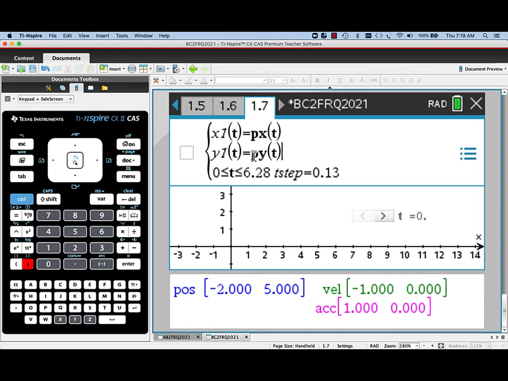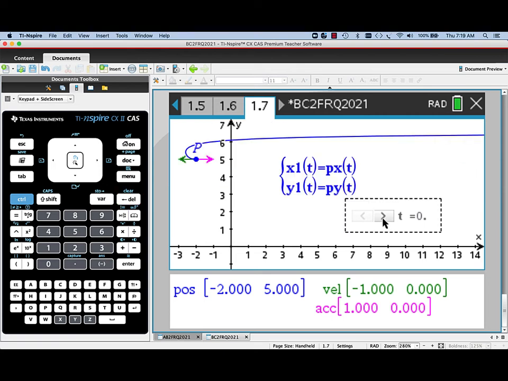So I've entered the position functions, and now let me change this time interval from 0 to, it looks like it was 2 pi, we'll set it to 0 to 3. I'm going to make the t-step equal to 0.1. Now using the parametric plotter, let's see what kind of path we get. And there we go. We still have an active time slider that's now moving the point with the displayed velocity and acceleration vectors along this curve.